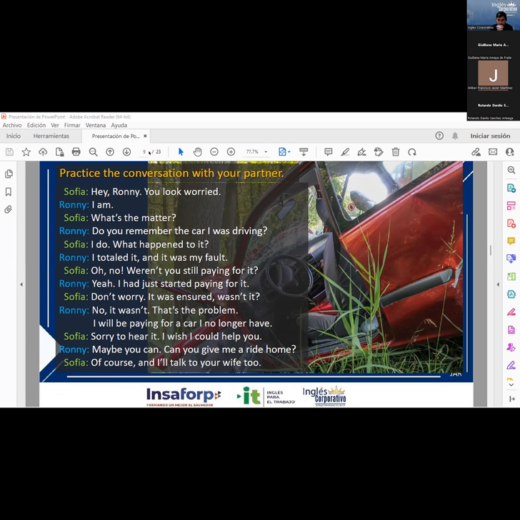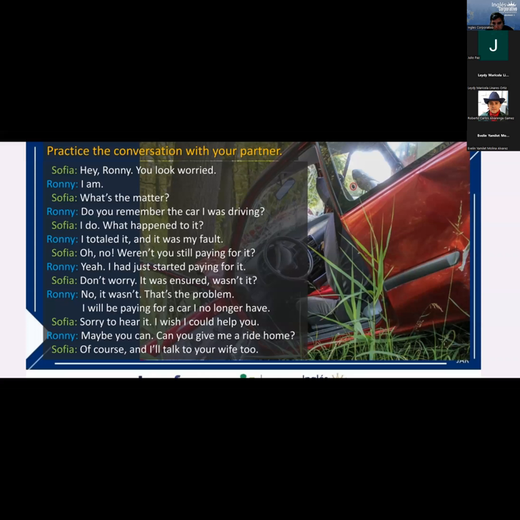Do you remember the car I was driving? I do. What happened to it? I totaled it. And it was my fault. Oh no. Weren't you still paying for it? Yeah, I have just started. I had just started paying for it. Don't worry. It was insured, wasn't it?